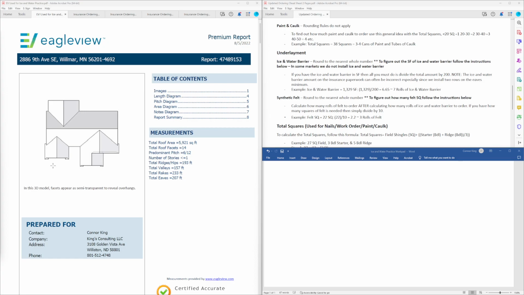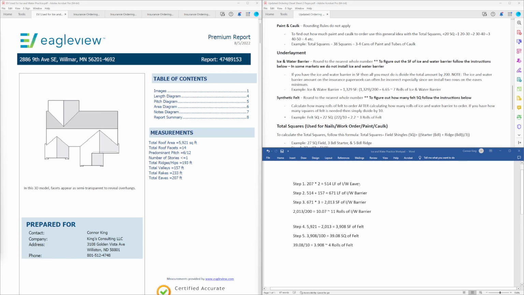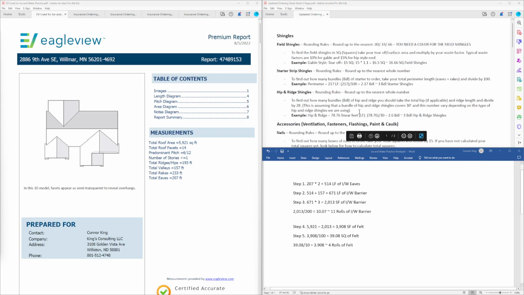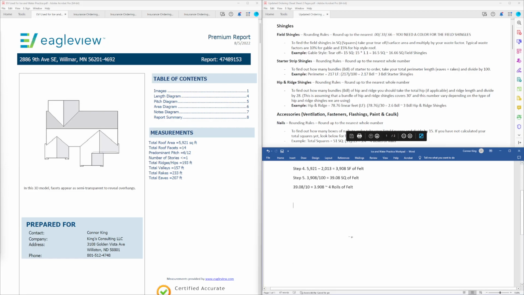Now, in a previous video, we went over how to get the ice and water barrier and the felt for this specific house. So if you haven't seen that, you can take a look at that video to go through those steps. We're not going to do that a second time. We already have how many rolls of ice and water barrier and rolls of felt, but we're going to start from the beginning, and first we're going to do our field shingles.